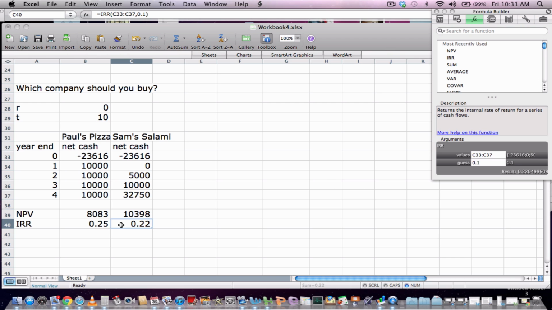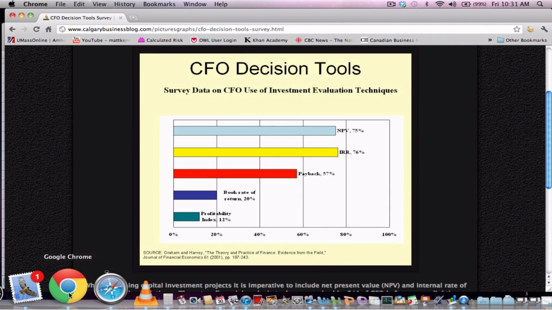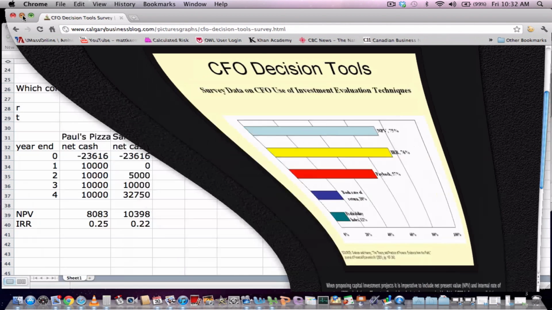Now, I wanted to highlight both net present value and internal rate of return because, as you can see from this data gathered by the Journal of Financial Economics in 2001, net present value and internal rate of return are the two most common investment and valuation techniques used by CFOs.